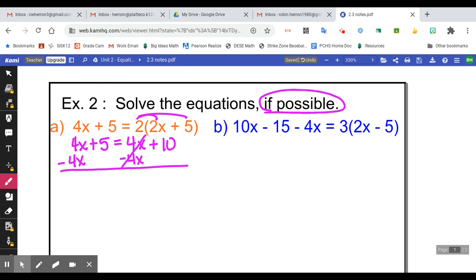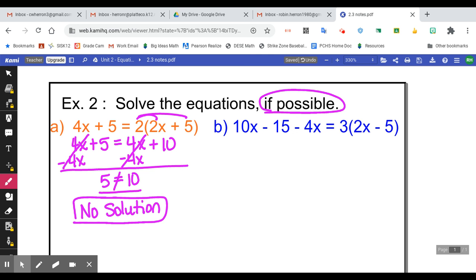Now, these cancel like normal, but what happens is 4 minus 4 over here makes these cancel as well. So the numbers I have left are 5 equals 10. Okay, well, we know that 5 does not equal 10. So if it can't happen, this has no solution.